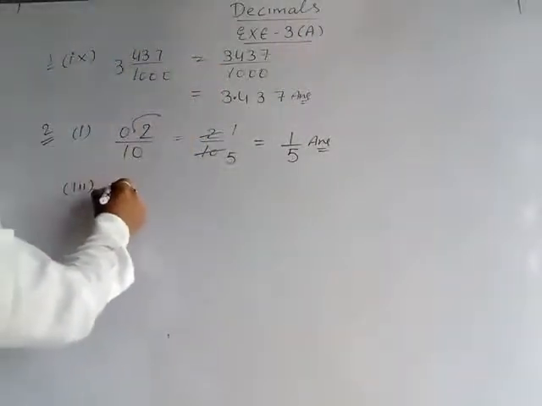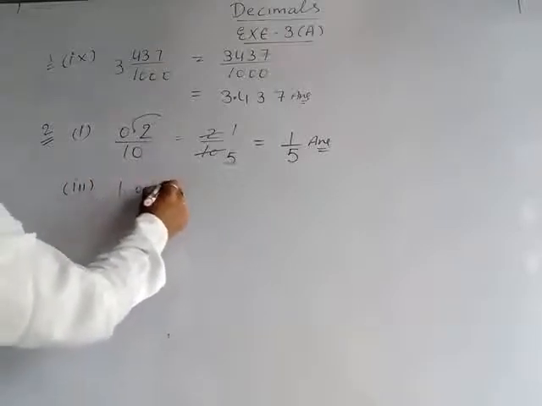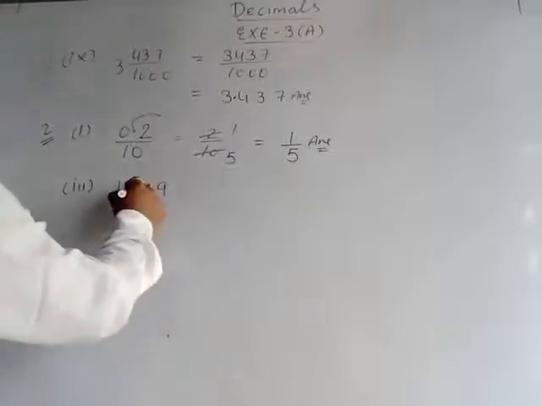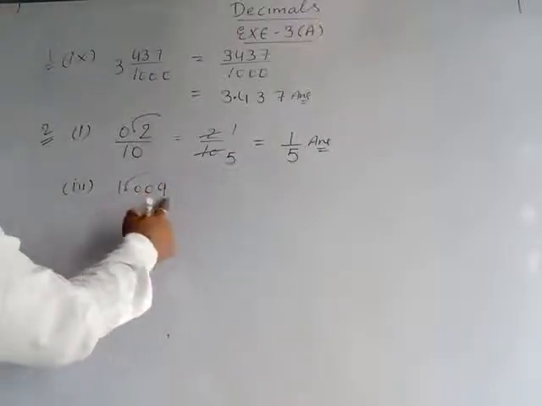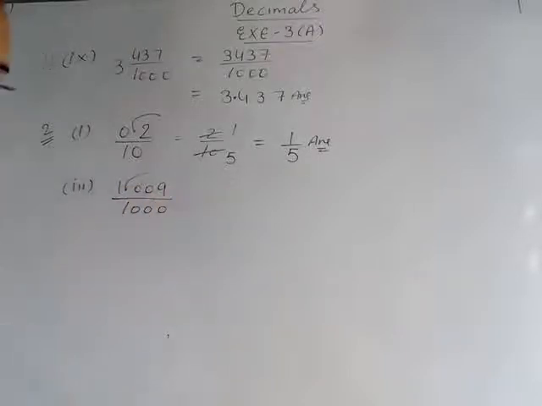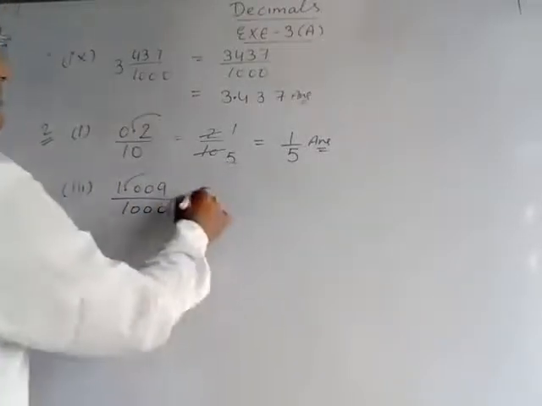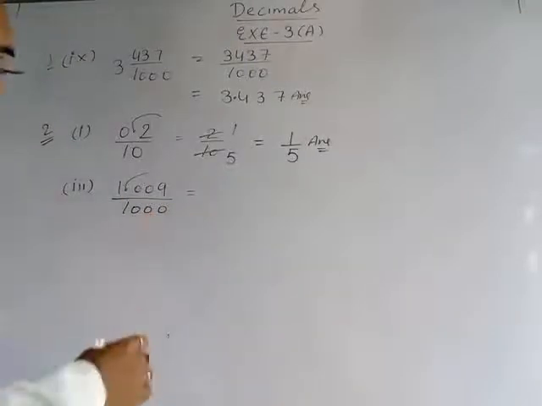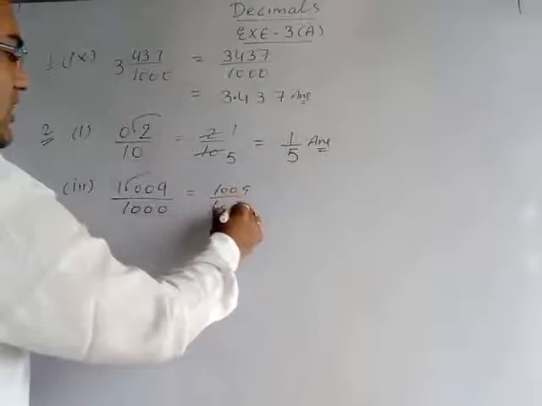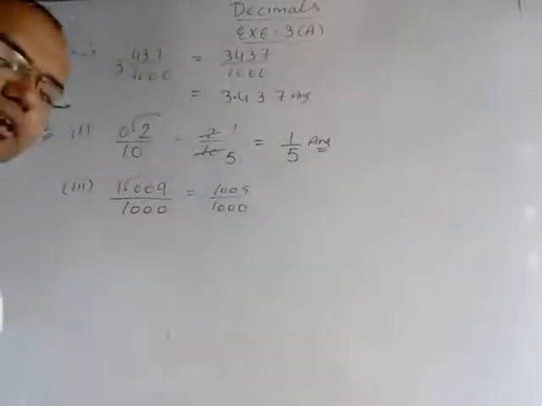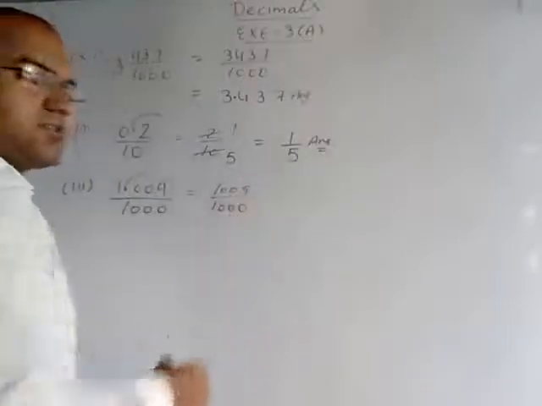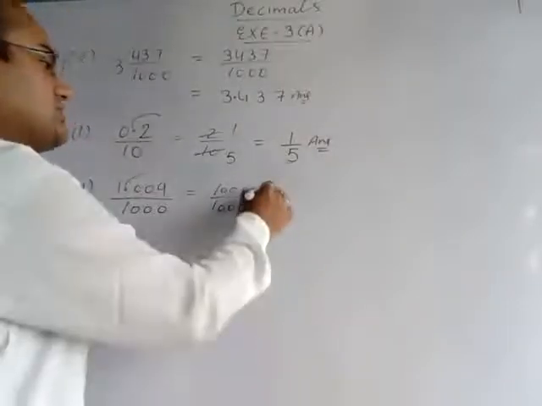Part number third. Third part is 1.009. So first of all we have to remove the decimal. After the decimal 3 digits are there. That means in the denominator we will take 1000. Now in the next step we have to write in the simplest form. But if you will observe very carefully, then you will see that these two numbers are not coming in the same table. It is not possible to cancel these two numbers with the same table. So this is your final answer.